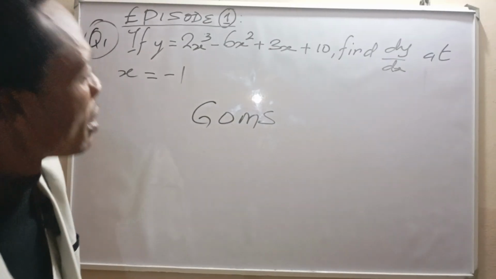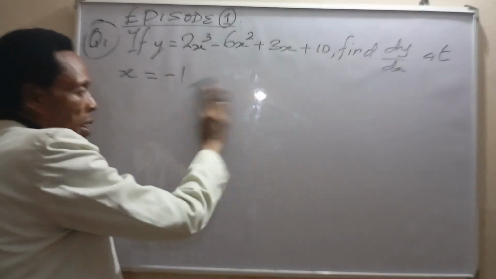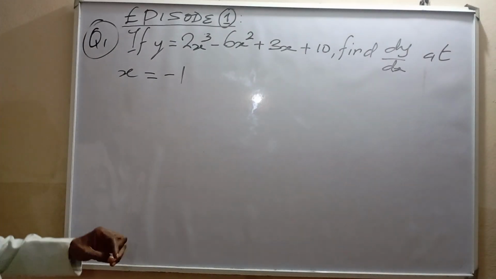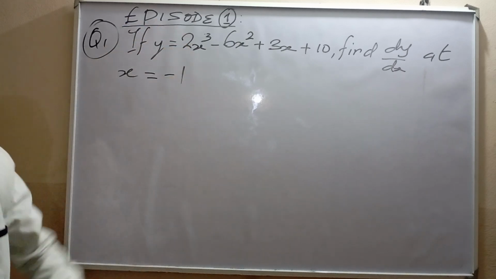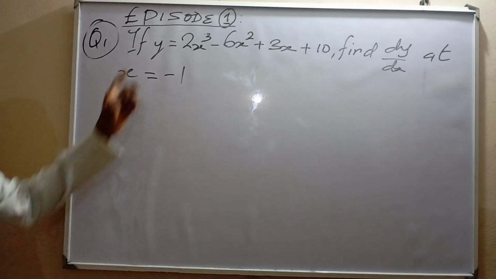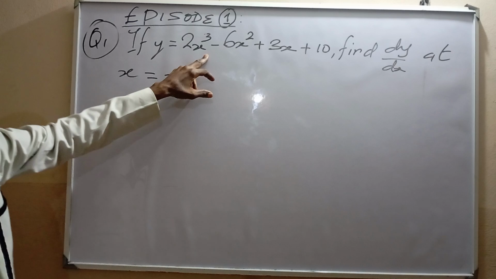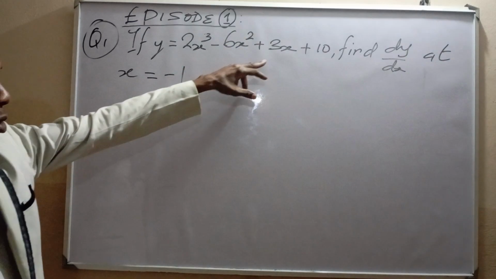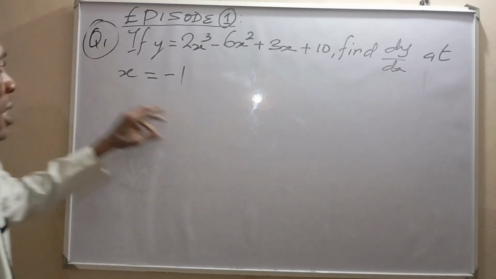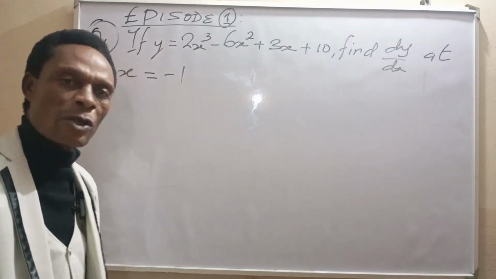Okay? So the first question that I'm going to take is what is on the board. Considering episode 1, we'll be tackling episode 1, question 1. If y equals 2x to the power 3 minus 6x squared plus 3x plus 10, find dy/dx at x equals minus 1.